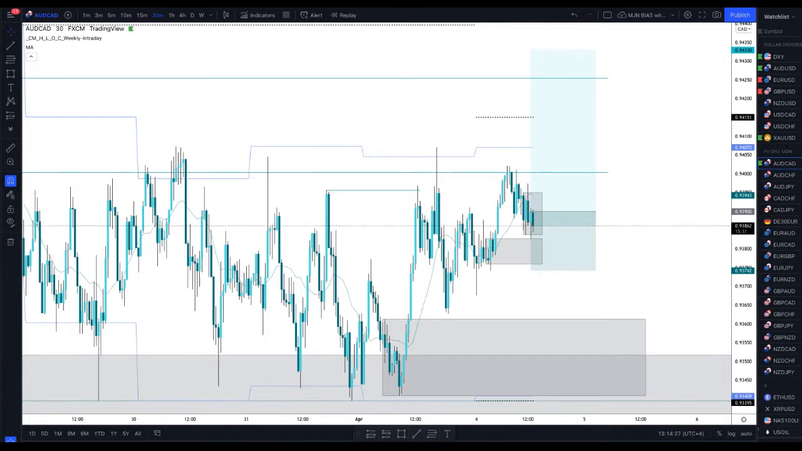Just bear with me a second. Okay, cool. Just running a lot of tests at the moment on the robot just to optimize the settings for each market. So yeah, it's interesting times.